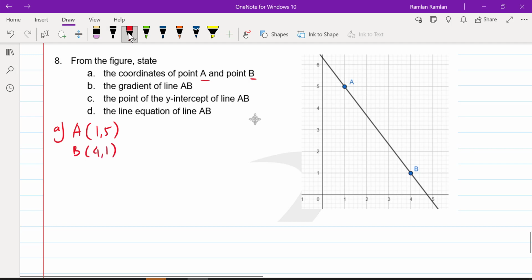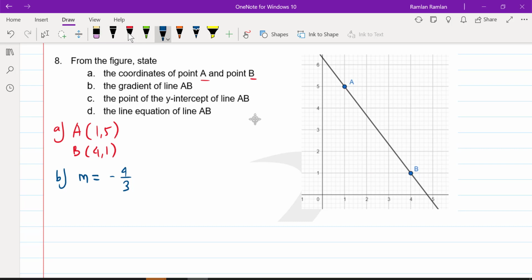Okay, and then the next question is the gradient of line AB. Then again, guys, you can actually just use the rise and run. The first thing that you need to identify is whether it's positive or negative. It's going to be negative because it's going downhill from the left to the right, so for question B, you'll get the gradient equals, just do this, pretty easy. This is 1, 2, 3, 4, and this is 1, 2, 3, so it's negative 4 over 3.